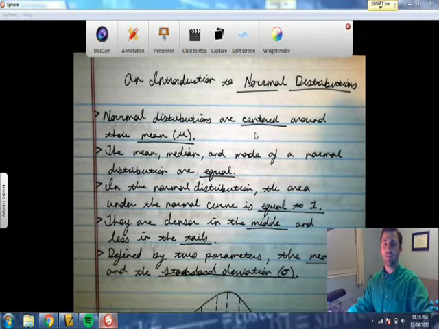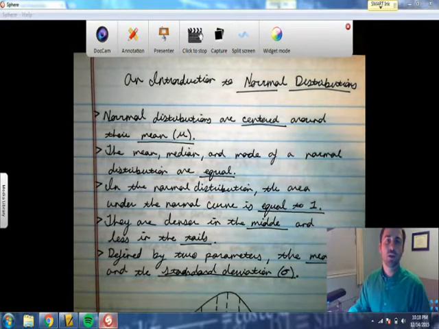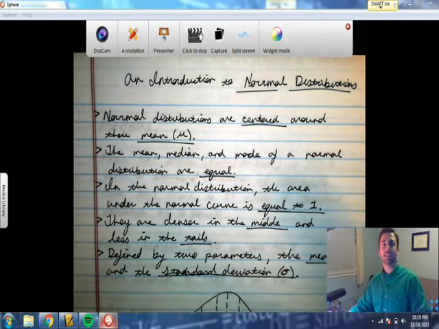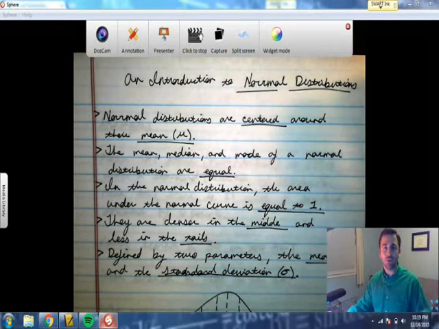In this video, we're going to talk about an introduction to normal distributions. When we talk about a normal distribution, we're talking about a set of data that is centered primarily in the middle and is normally distributed, so equal on either side. You've heard of left skewed, right skewed. This is your typical bell curve.